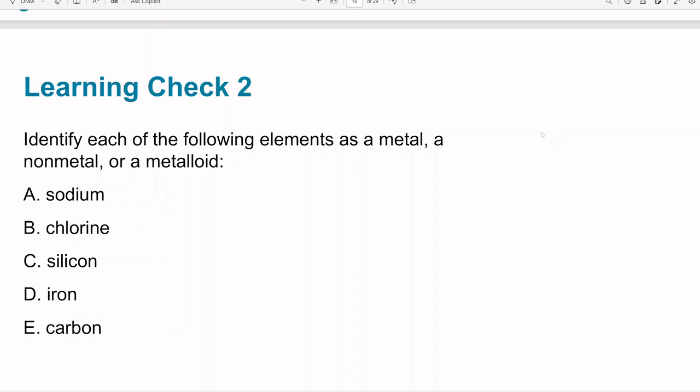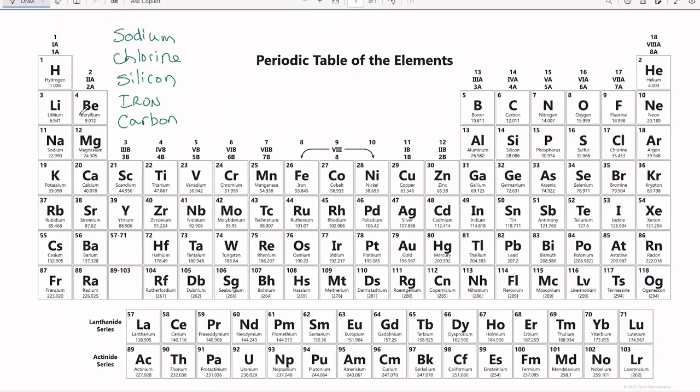Let's see if we can identify the following as a metal, a nonmetal, or a metalloid. First, we have sodium. Sodium is on the left of the periodic table, so it's a metal. Let's go ahead and draw our dividing line again so we'll know where our metalloid line is. Okay. Chlorine is to the right of this dividing line, so it's a nonmetal. Silicon is on the line, so it's a metalloid.